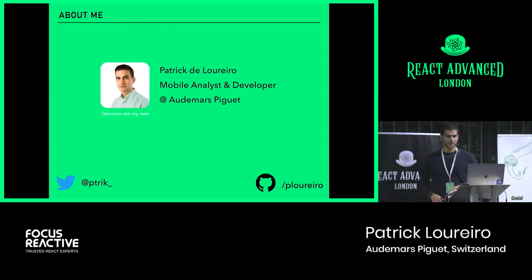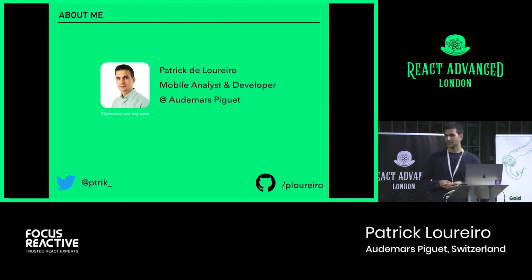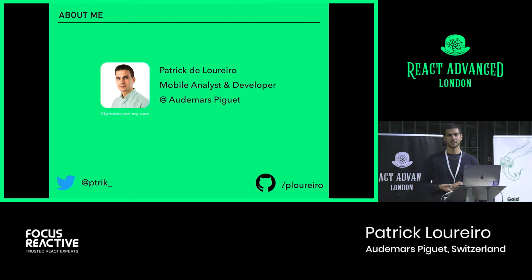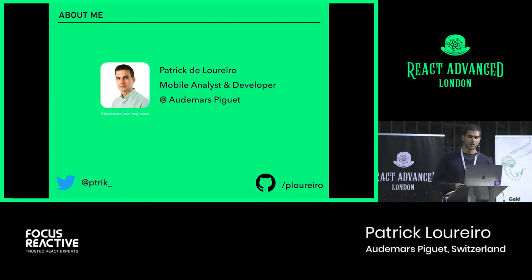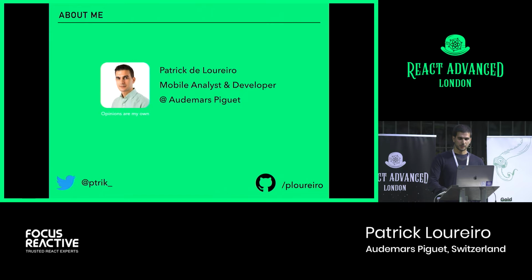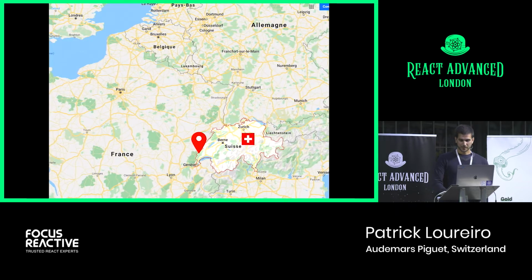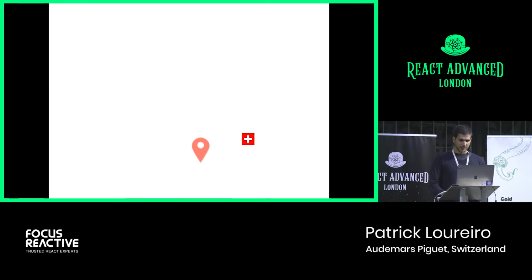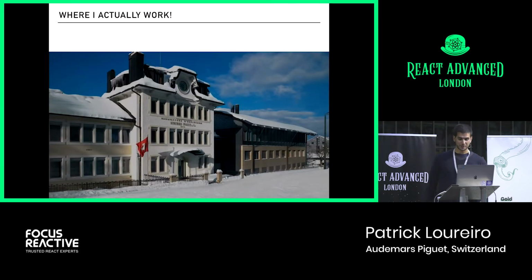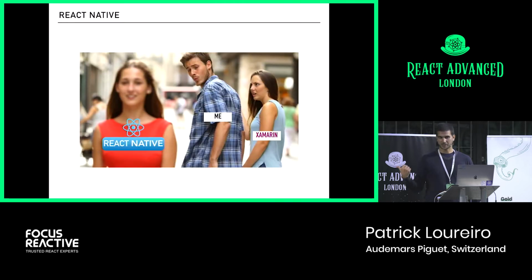So I'm Patrick Loureiro. I'm a mobile developer at Audemars Piguet. It's a luxury watchmaking company. It's in Switzerland, near Geneva, in the mountains. This is the place where I actually work. I was hired 2 years ago to build Xamarin apps, but this happened to me. And I'm here.